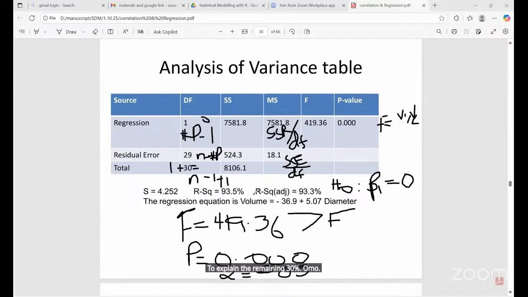We also have our adjusted R squared just here. It's the same interpretation. The amount of variability explained in volume by the regression model is 93.3%. Now we see 18.1 is the mean square error. If we take the square root of this, we will get the standard deviation of the data.